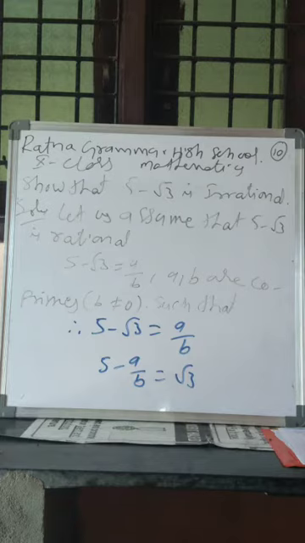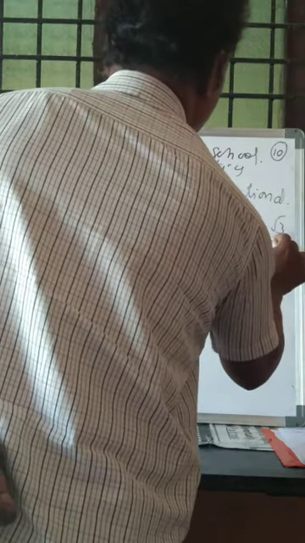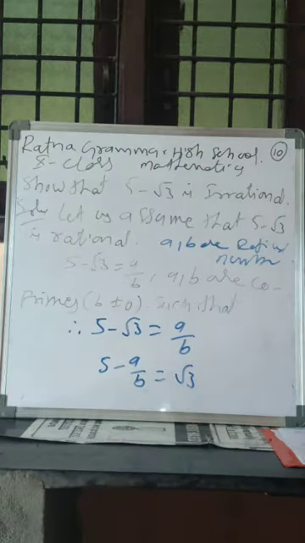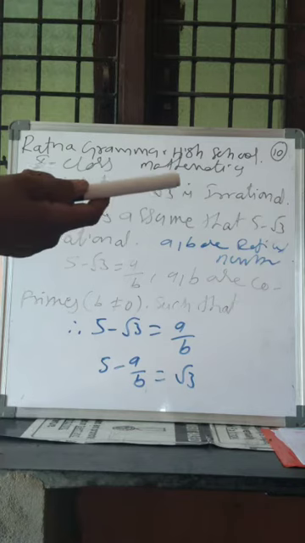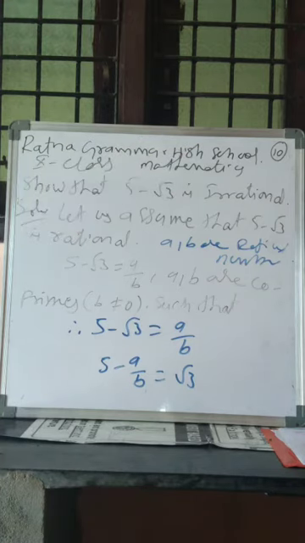So 5 minus root 3, here we take a, b as rational numbers. We take a, b as co-primes and b not equal to 0, such that 5 minus root 3 is equal to a by b. So we take root 3 to the right side and a by b to the left side. So 5 minus a by b is equal to root 3.